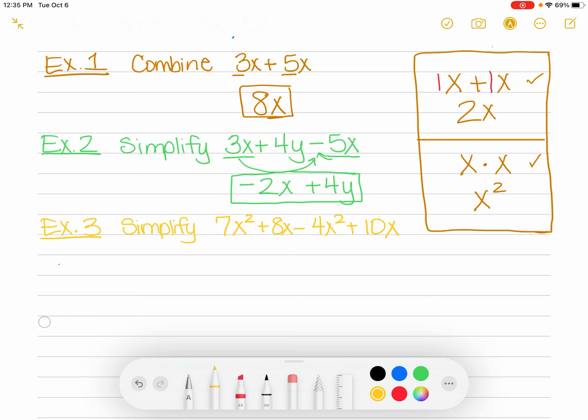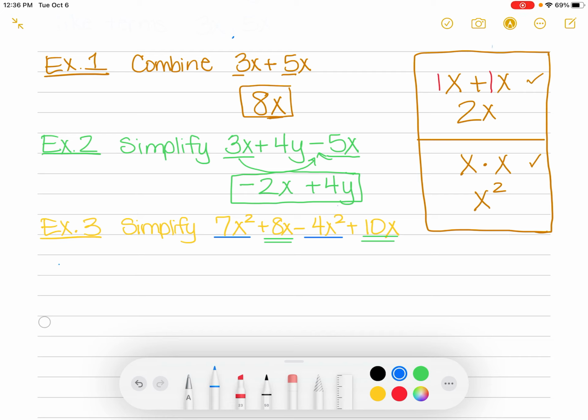What I'm going to do is find my like terms. Now remember, your like terms had to have the same variables, and all of these have x's. But the other thing is they had to have the same exponents. So if I'm looking for which one matches up with the 7x squared, that would be the negative 4x squared. Okay, they do not go with these other ones. 8x would go with the 10x, because those have the same exponent, which is 1. So I'm going to take the ones that I underlined in blue. Those are like terms, and I'm going to add them.